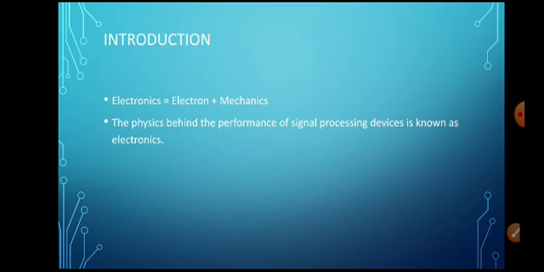Signal processing devices like computers, mobile phones, solar cells, memory cards, pen drives, and hard disks all work on the principles of electronics. Electronics has various branches such as digital electronics, microelectronics, nanoelectronics, optoelectronics, and semiconductor devices.